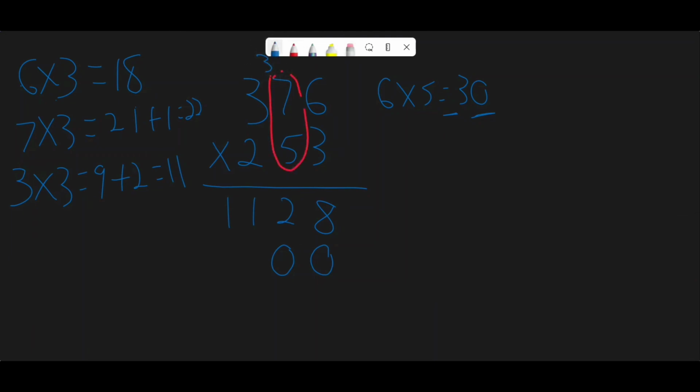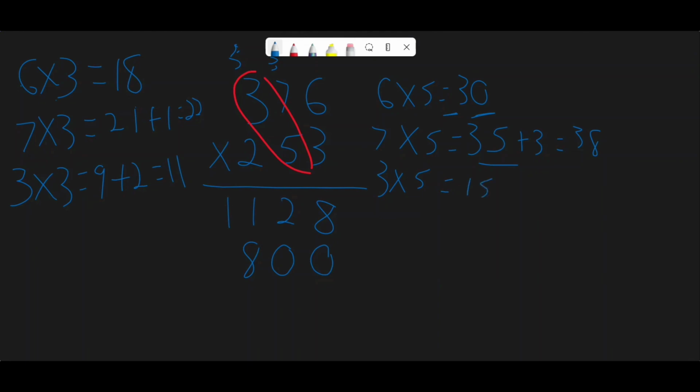Now I move on. 7 times 5 equals 35. The 3, so we have 38. The 8 goes down here. 3 comes up here. And I move on to this one. So 3 times 5 equals 15, plus 3 equals 18. Now we move on to the last one.